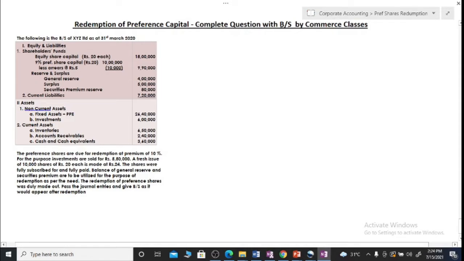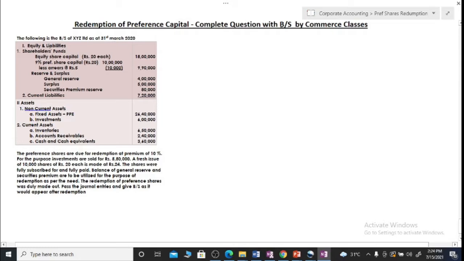You see, the questions of redemption of preference shares are quite easy to handle if we know what is to be done. That is, the basic conditions and their implications must be clear to us, then we can solve a question in a very easy manner. So let us first go through the question.